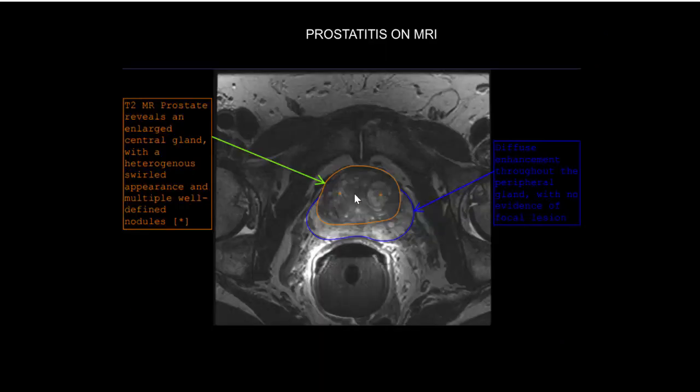This is prostatitis on MRI. The prostate T2 image reveals an enlarged central zone with a heterogeneous swirled appearance and multiple well-defined nodules. There is diffuse enlargement and enhancement throughout the peripheral gland with no evidence of focal lesion. Example of prostatitis on MRI.